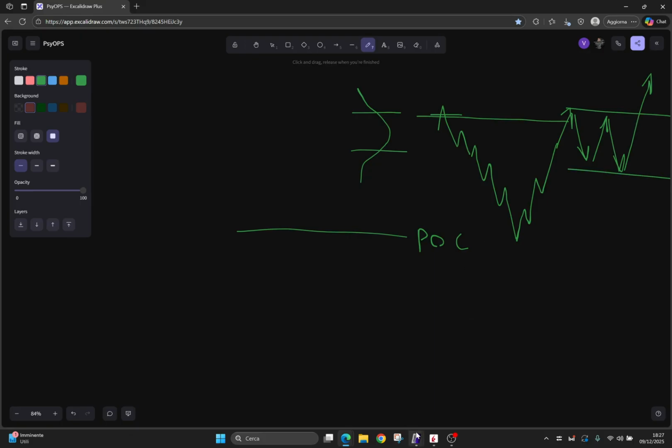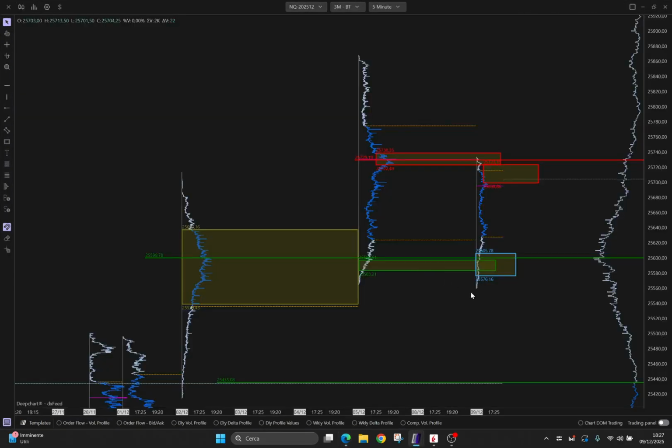From what I can see from the profile, I can expect that this battle will be won by buyers. So we will not go below this level, but we will break this level. Why? Because this value already got accepted. They already rejected. They are really strong. For two days they have been telling you we will not go below this level.